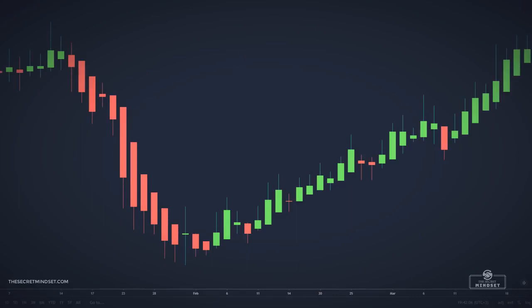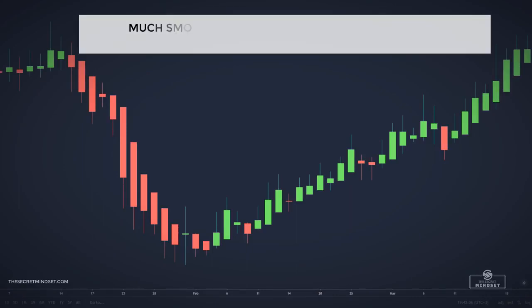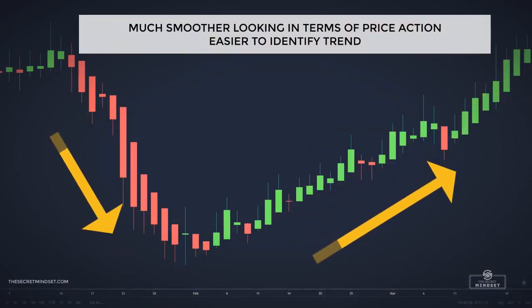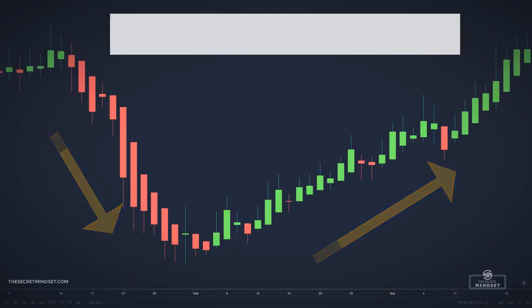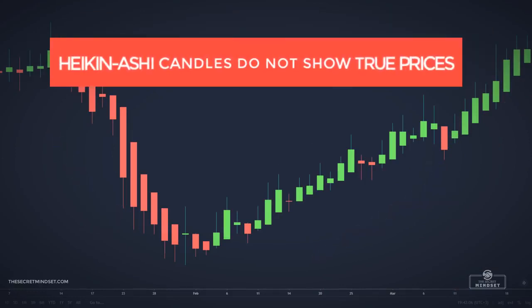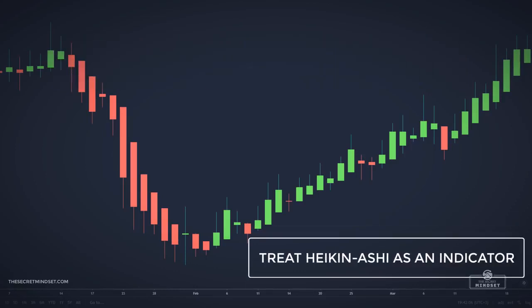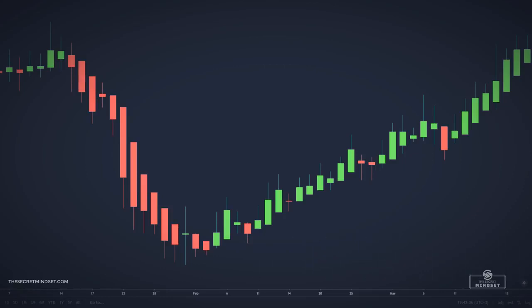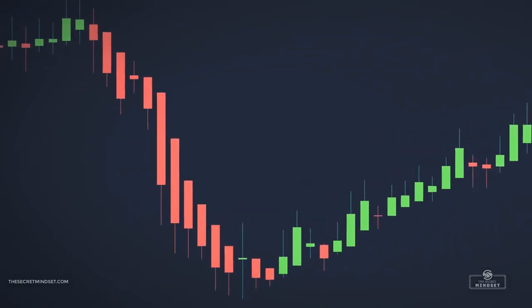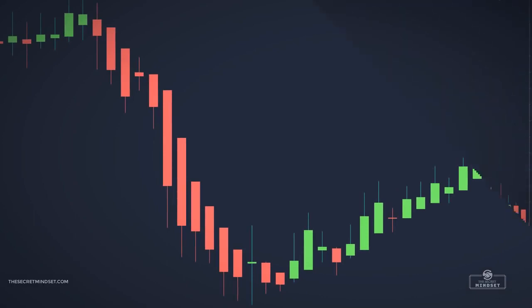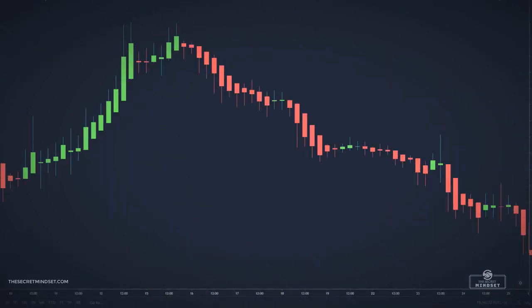Now, Heikin Ashi chart is much smoother looking in terms of price action, easier to identify trends and profit from it. But the problem is that Heikin Ashi candles do not show true prices. Yes, we derive these candlesticks from true prices, but we need to treat it as more of an indicator than a price chart itself. So that's why it's very important to highlight the pros and the cons of using Heikin Ashi. There are a few benefits to the Heikin Ashi chart that can be seen immediately.